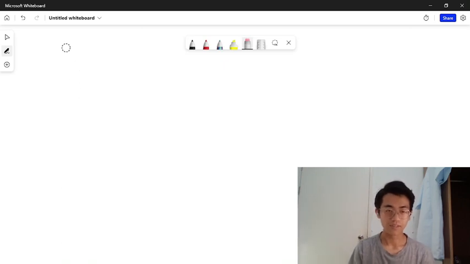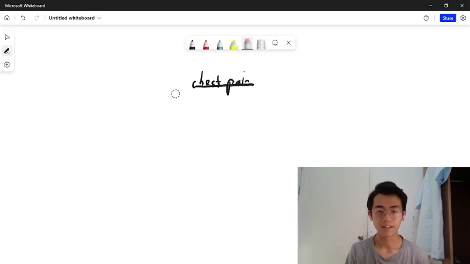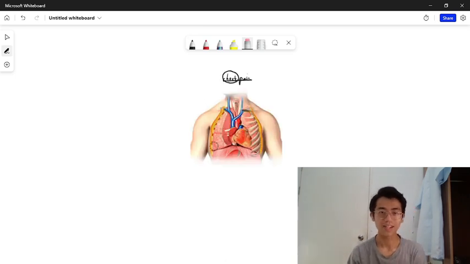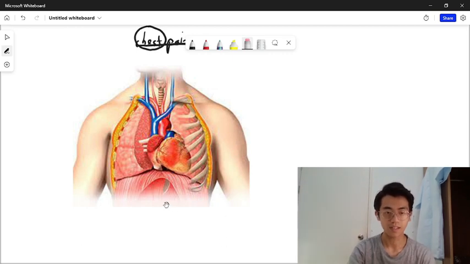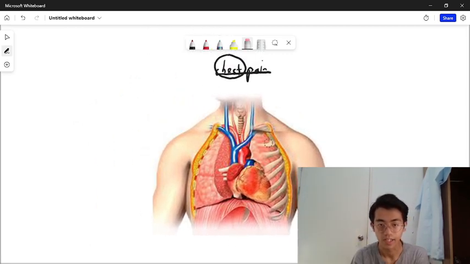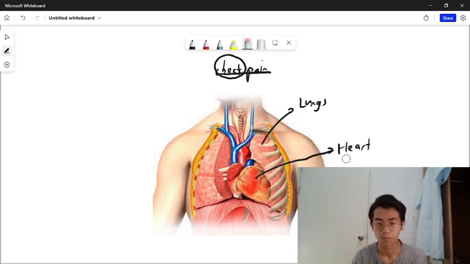If someone presents to us with chest pain, we have to think of what is happening to him. So by saying chest pain, of course, we have to know what is inside the chest. Now, this is a chest. Let's move it slightly to the center. In the chest, we have lungs and heart and a lot of other things, but for the moment, let's just focus on the heart first.